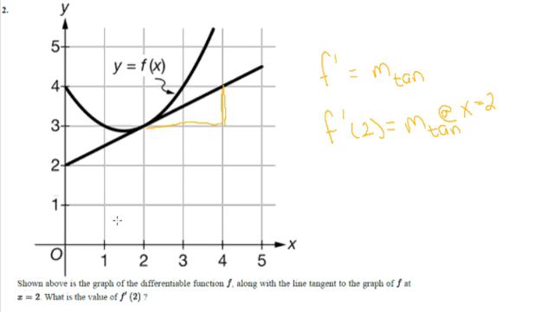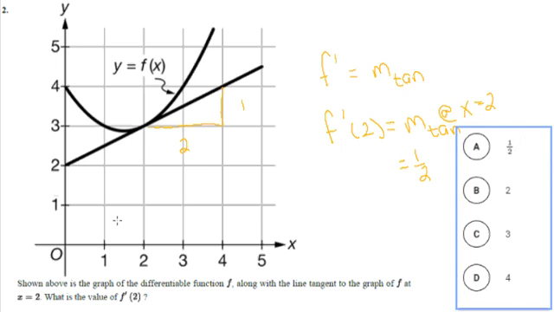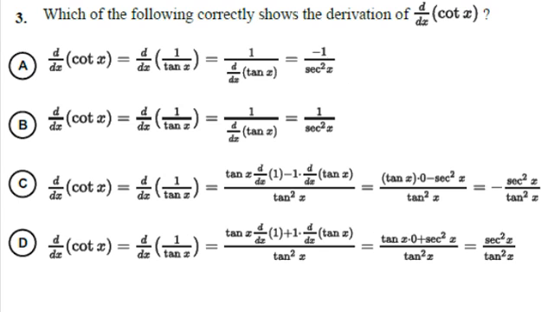So what is the slope of that line? We have a rise of 1 and a run of 2, so that slope is 1/2. Now that I have my answer choices up here, that answer is 1/2. That tangent line has a slope of 1/2 at x equals 2. So that was another one that was designed to be done rather quickly.